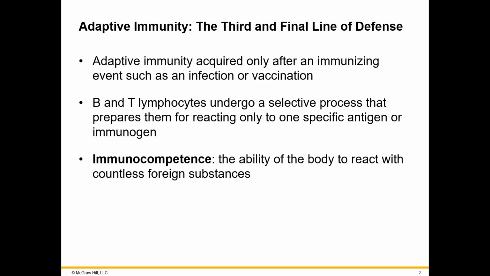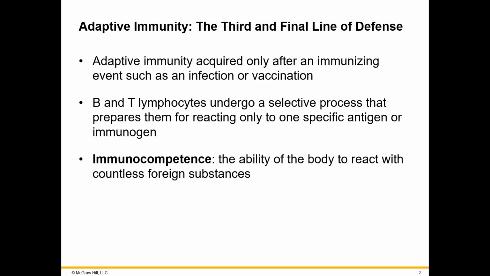In this chapter now, we're going to be looking at the third and final line of defense, which is the adaptive immunity. Just to remind you, we looked at the first and second, which were innate, non-specific, and you'll be looking at specific responses.